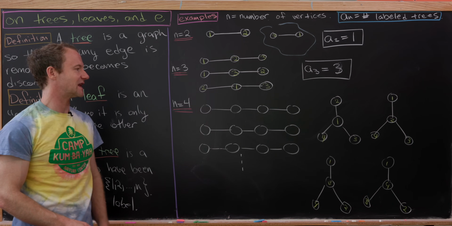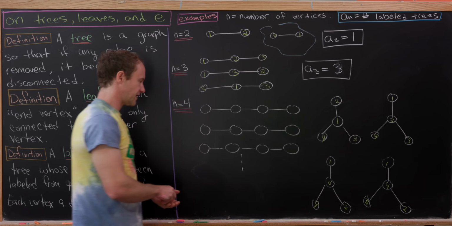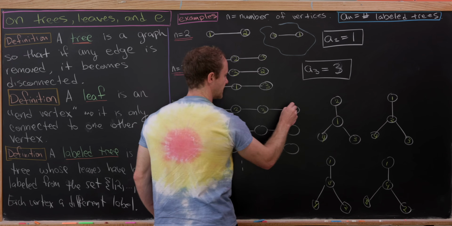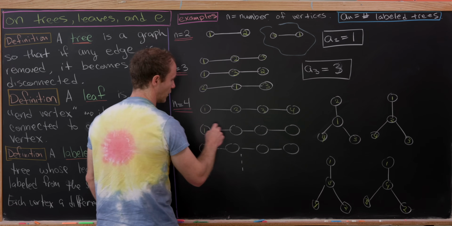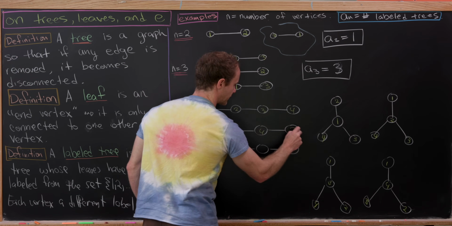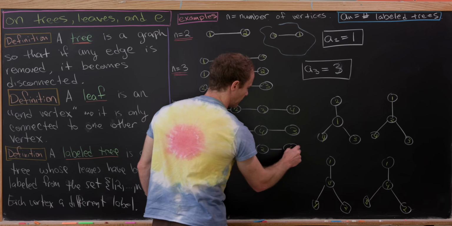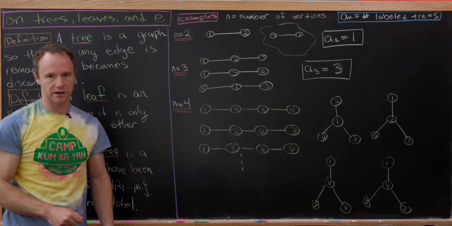Then how many do we get here? Well, we could always start with a 1 and then have 2, 3, 4. We could start with a 1 and have 2, 4, 3. We could start with a 1 and then have 3, 2, 4, and then you could go on and on and on.